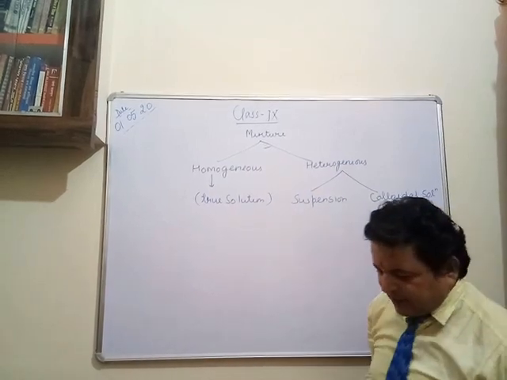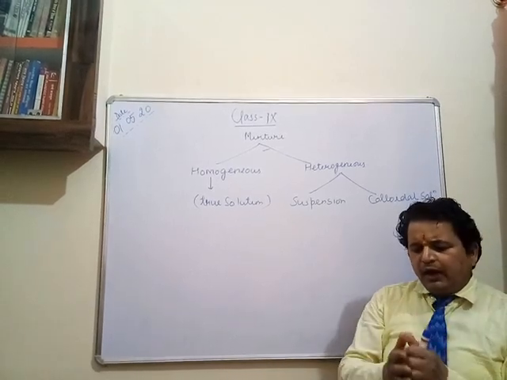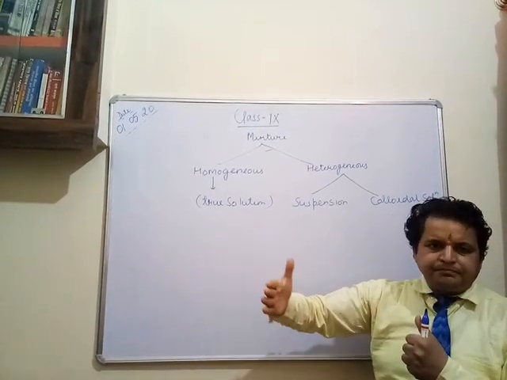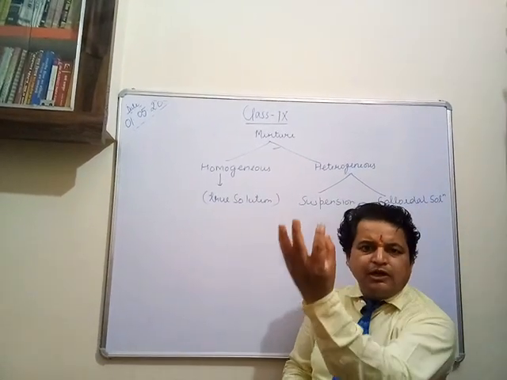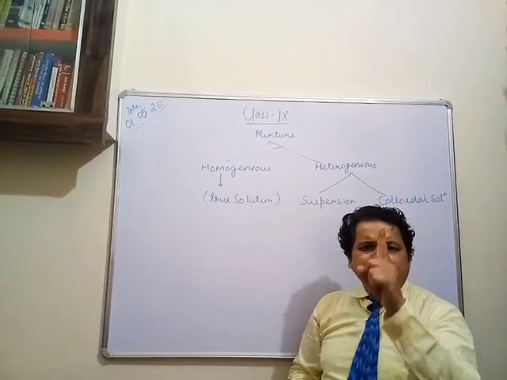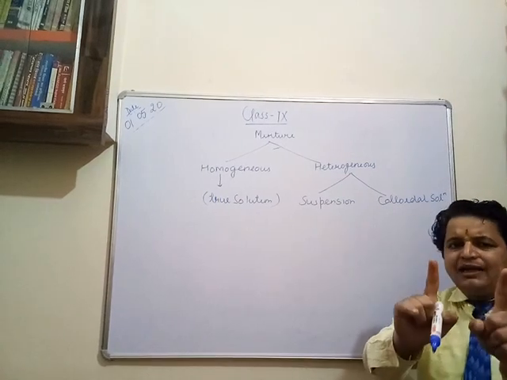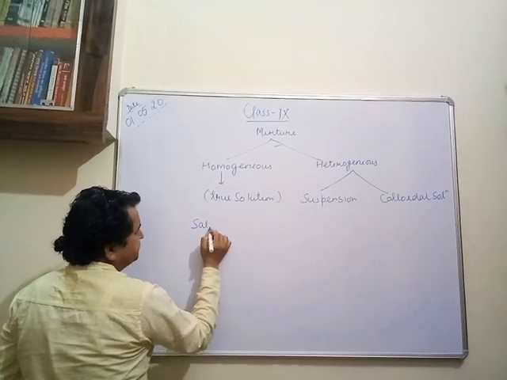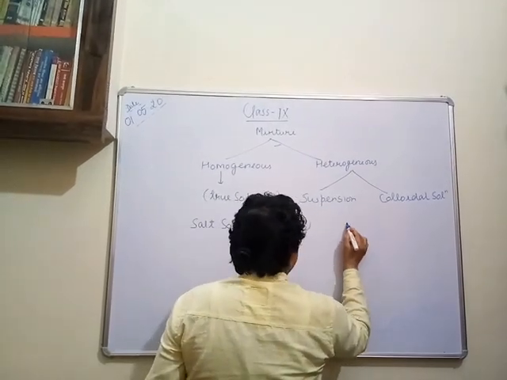Now, we have so many kinds of mixtures. I have a salt solution. Whenever we prepare a salt solution, there is no visible difference between the salt solution and pure water. They look similar. On the other side, I have a soil solution, meaning water and soil. At the same time, I have a mixture of water and sand. You can easily understand what is homogeneous and what is heterogeneous with a very simple example: salt solution, and on this side I am writing sand solution.